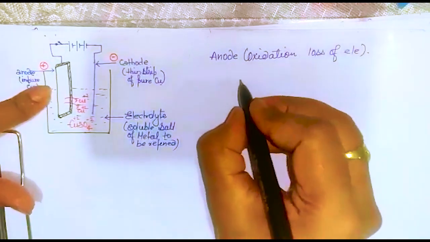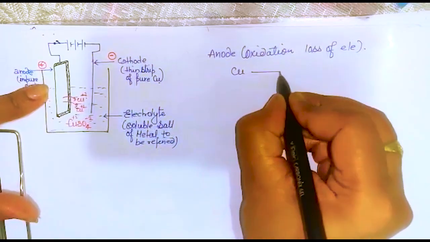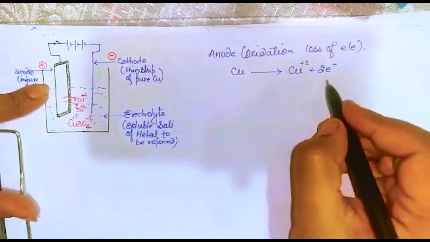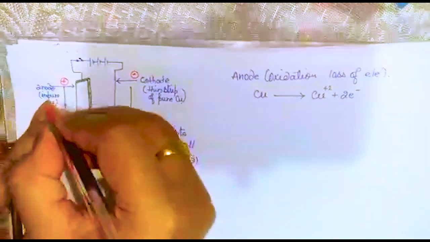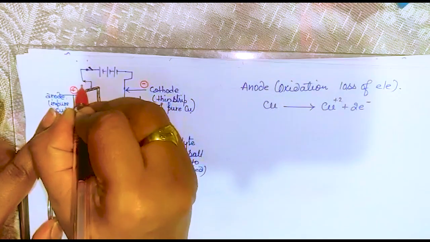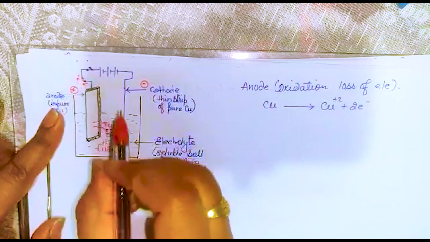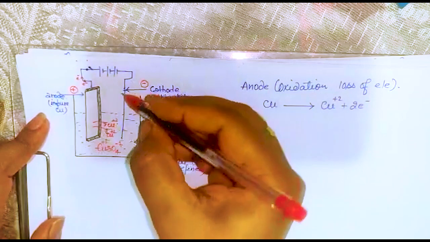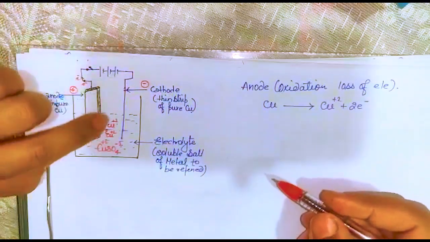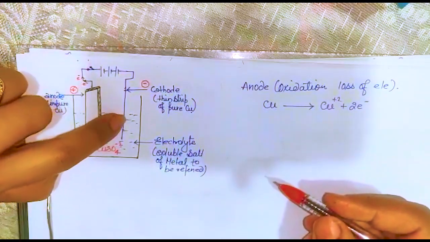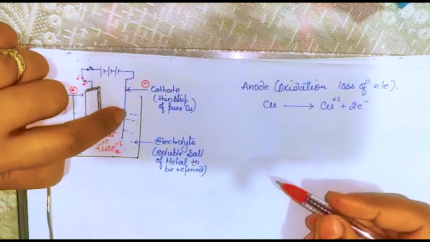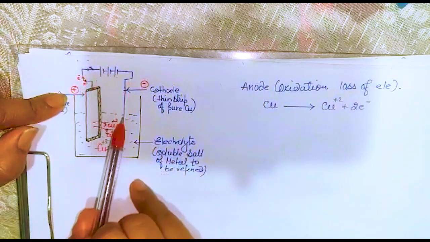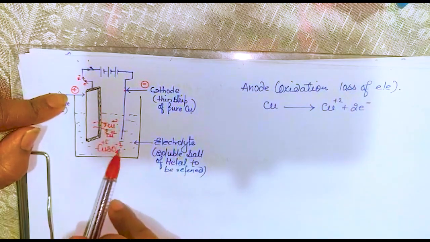So what happens? This copper starts oxidizing to form copper 2 ion and 2 electrons. Now these 2 electrons start moving from here, like this. These 2 electrons move like this, and they come to this electrode here. This is pure copper. So now these 2 electrons will come through this copper cathode into the solution.